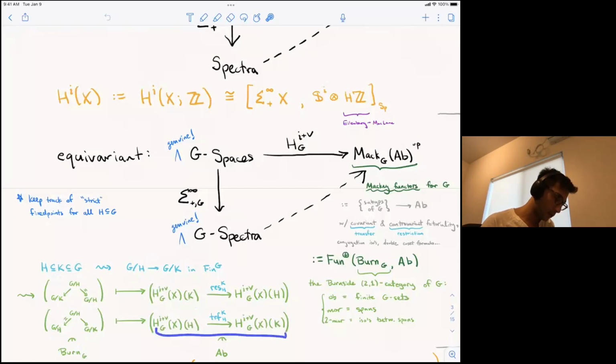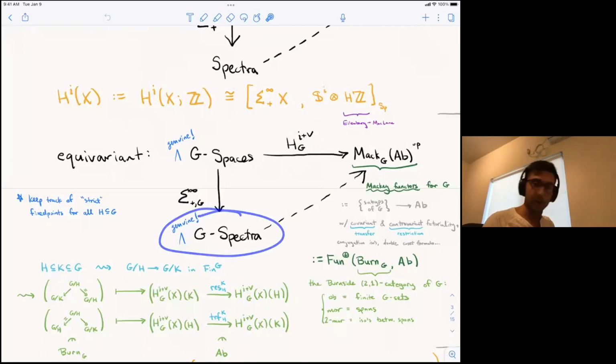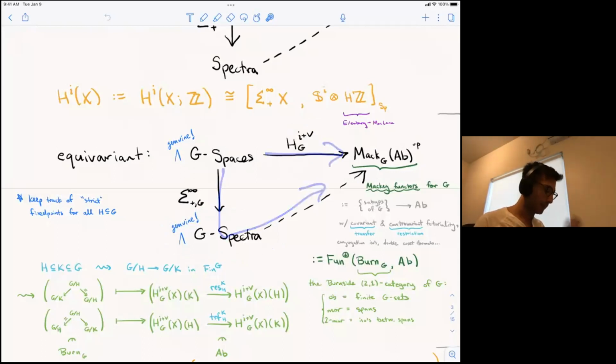And then here is the transfer. So these are maps of abelian groups, and these are maps in the Burnside category. So that's the algebraic structure present on equivariant cohomology of G spaces. And then whatever genuine G spectra is, and we'll talk more about that in a moment, this functor likewise factors through there.